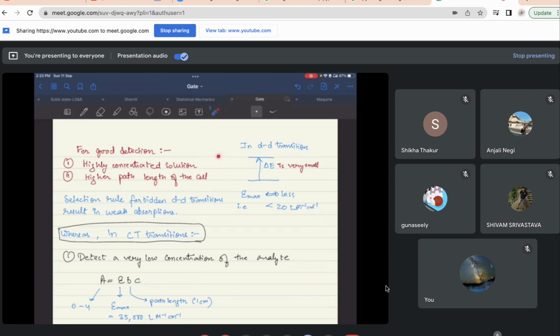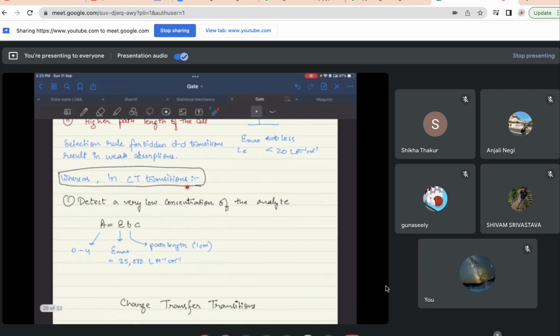So this gives me the point that for good detection, I should actually take a very high concentration solution or even a higher path length of the cell. Also, this dd transition shows a very less intense color because of the selection rule forbidden dd transition. This results in a weak absorption.